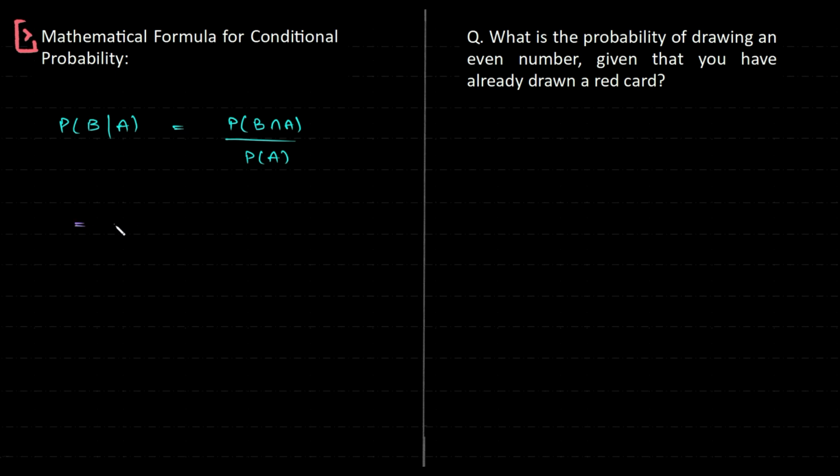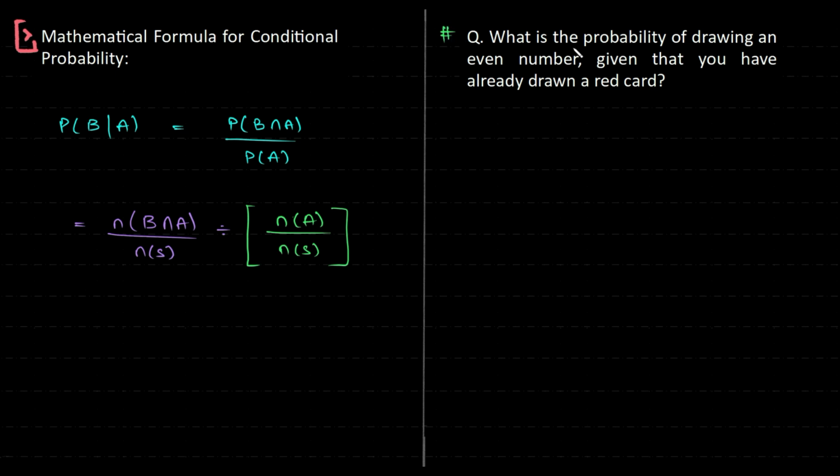We can also rewrite this as number of elements that is favorable to us divided by the number of elements in the sample space, number of outcomes in the sample space. This entire thing divided by, now I'm writing P of A. How do you calculate P of A? Number of elements in the event A divided by number of elements in the sample space. So this is more generic, but this is the actual formula.